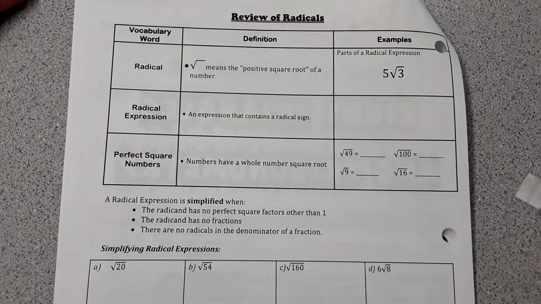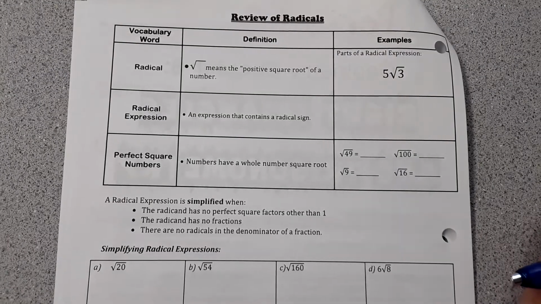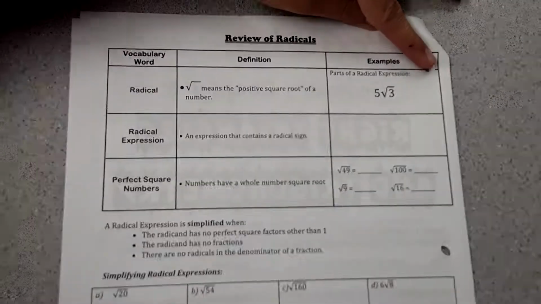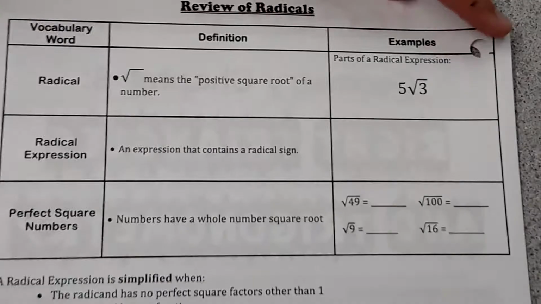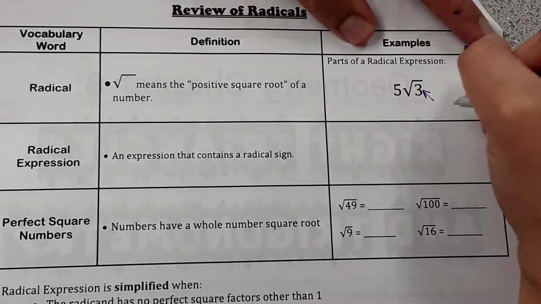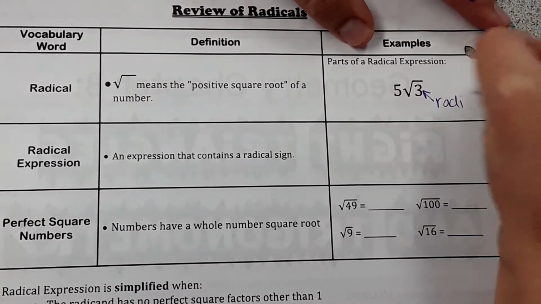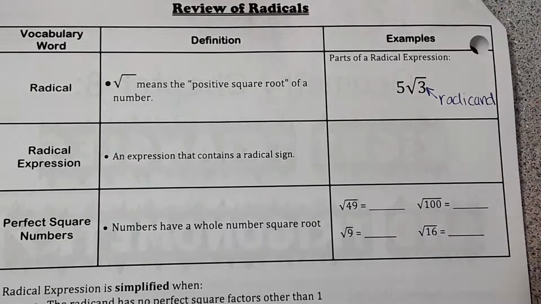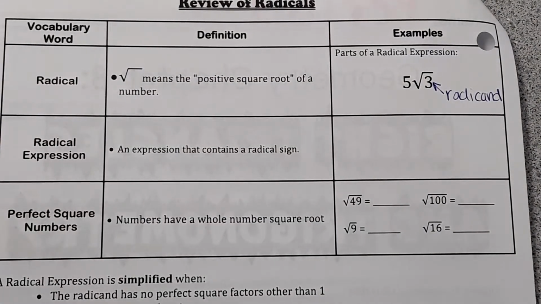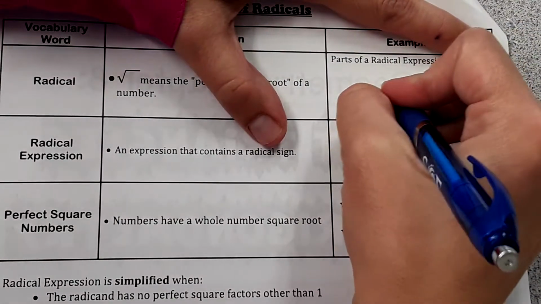Okay, so radicals are that square root sign. It is an expression with a square root. Parts of a radical expression right here. The number underneath the square root is called a radicand. And then the number in front is a coefficient.